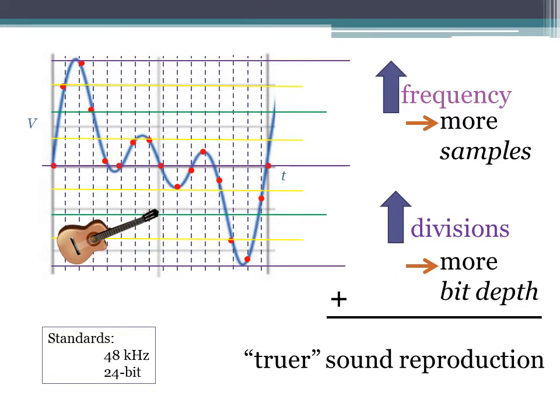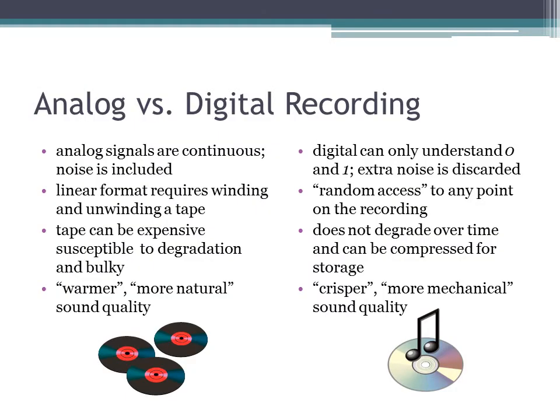And right now the industry standards that you may hear are 48 kilohertz for the frequency and 24-bit for the bit depth. So what does this come down to in recording? Well, analog signals are continuous, so it's going to include all the noise. On the other hand, digital, the computer only understands 0 and 1, so it's going to eliminate extra noise, resulting in kind of a crisper sound.